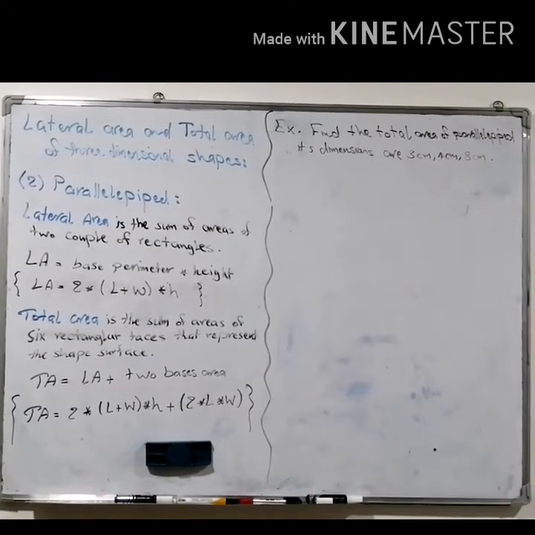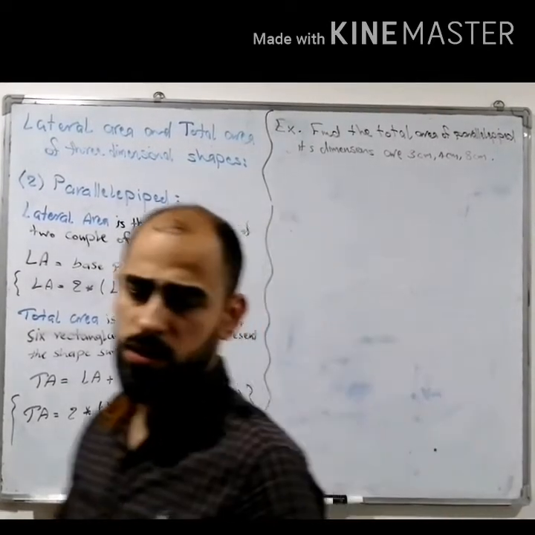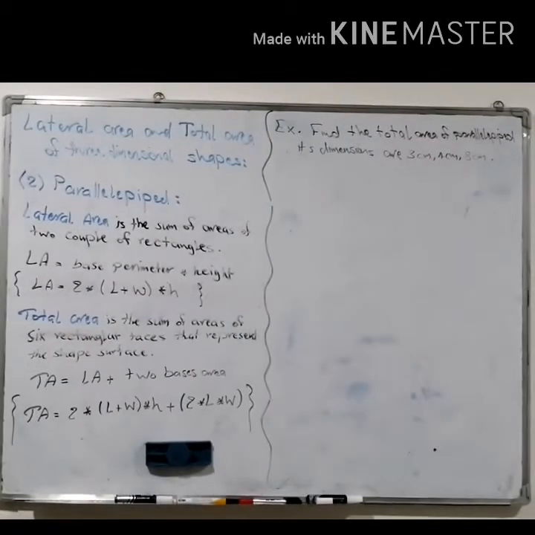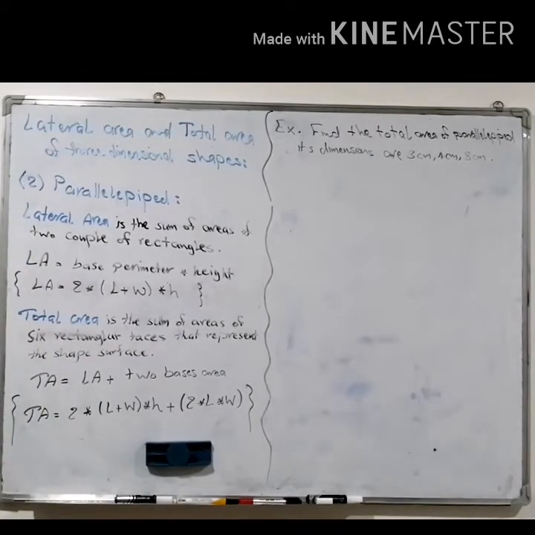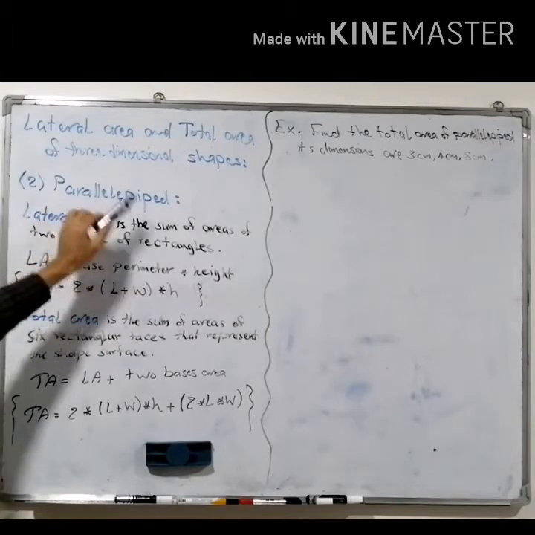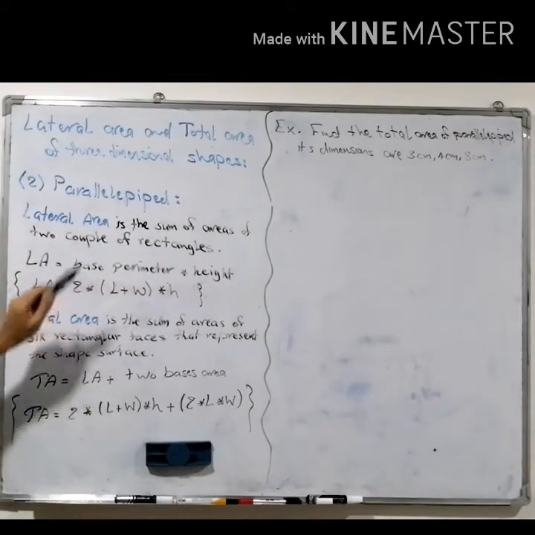Now after we took the total area of the cube and the lateral area of the cube, we will take the parallelepiped and its lateral area and total area. In the parallelepiped, the lateral area is the summation of areas of two couples of rectangles.